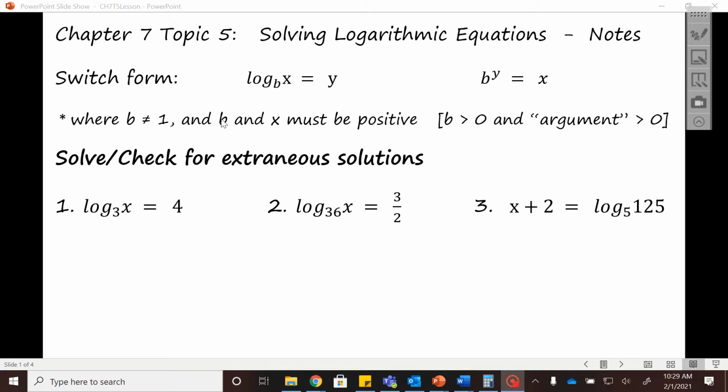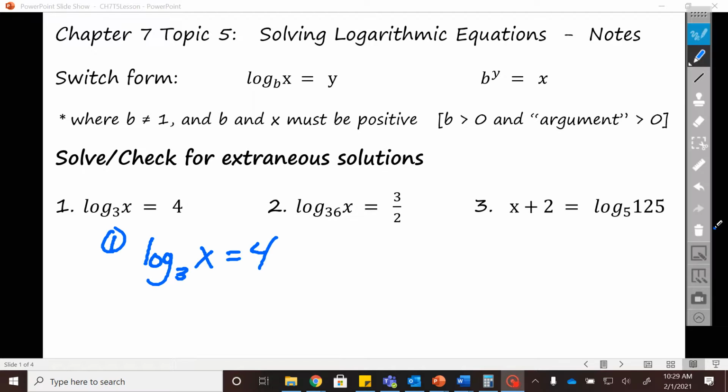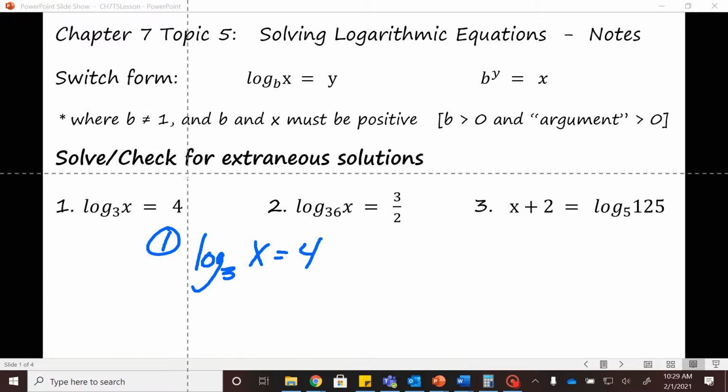All right, today we're going to be looking at how to solve logarithmic equations. So this is chapter 7, topic 5. This would be equations where you're solving for the variable and they have a log in them. The idea here to solve these is to simply switch the form, switch it into exponential form, and then solve the exponential. Okay, so number 1, we have log base 3 of x is equal to 4.